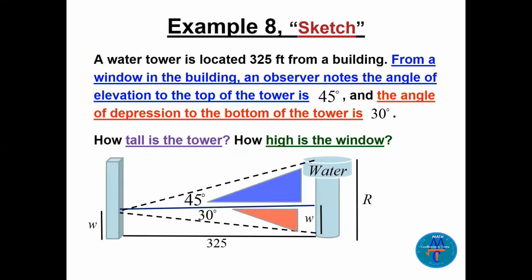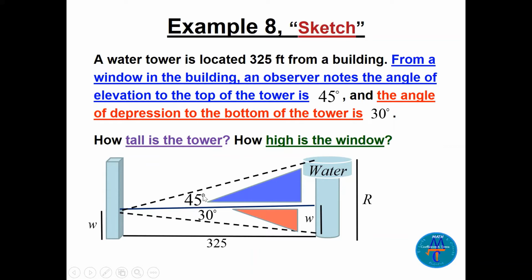So let me make this sketch now. Here we have nice colors. So we have a water tower there. All right. And the distance is 325 feet between them. Now look here in this statement, from a window in the building. So we have a building. So there is a window here, W, from the ground to the window. So we have to find that distance there. So there is an observer there. The angle of elevation to the top of the tower. So from this, we go to the top of the tower. See, this is the top of the tower, it is 45.